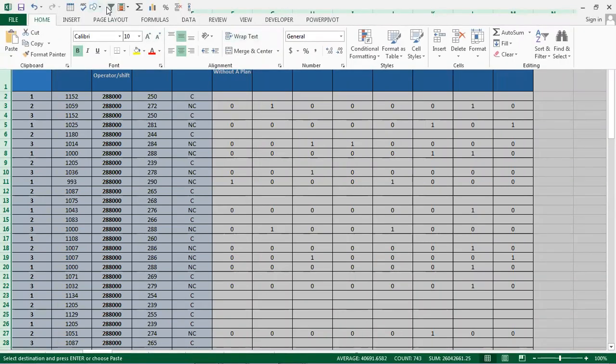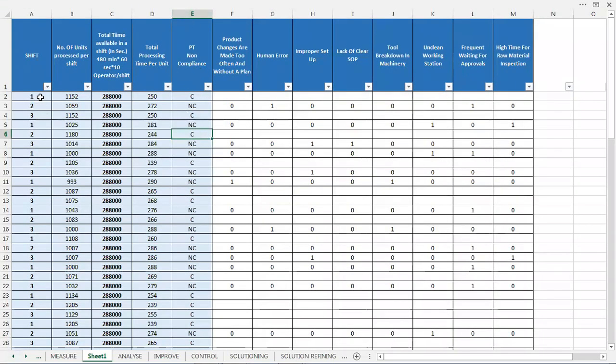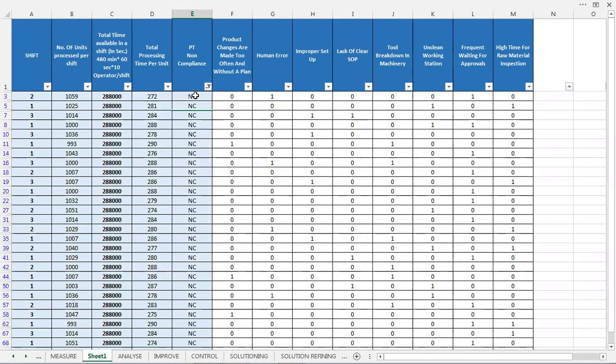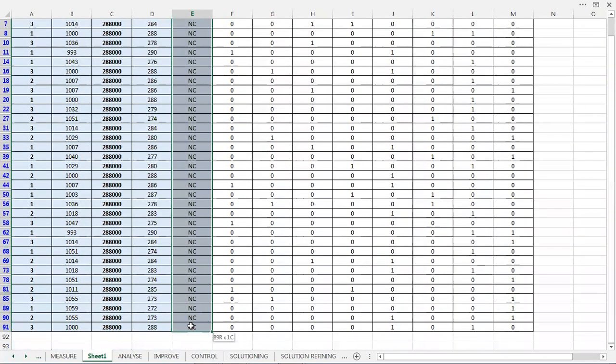So this is the filter button. I'll click on a filter, and here I got a filter for all of these columns. Here in PT non-compliance, I'm going to click on the filter drop-down button and remove the mark for compliance. So now I'm going to have the data only for non-compliance. As you could see, these are the non-compliance data, right?